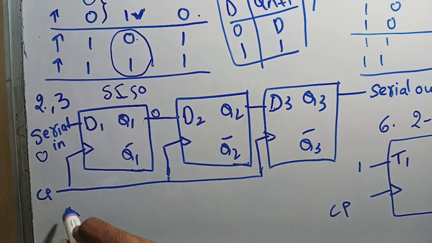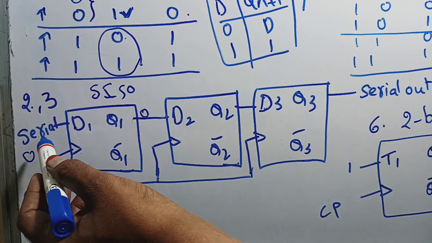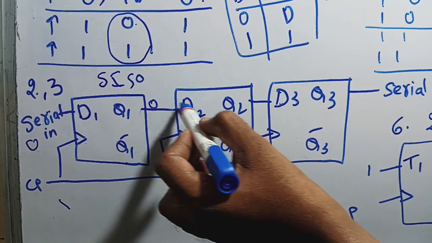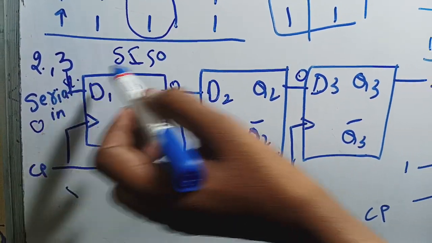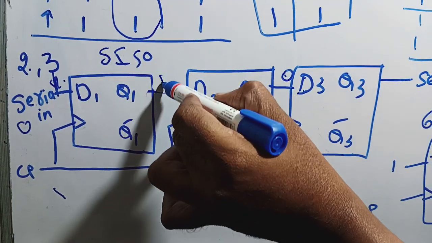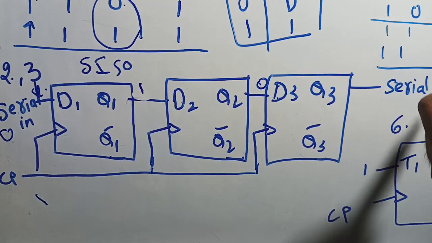Next I am giving 1. I am giving serial input 1. So this is the input for the D2. This output is 0. Here I am giving input as 1. Here the output is 1. Again here there is no output.